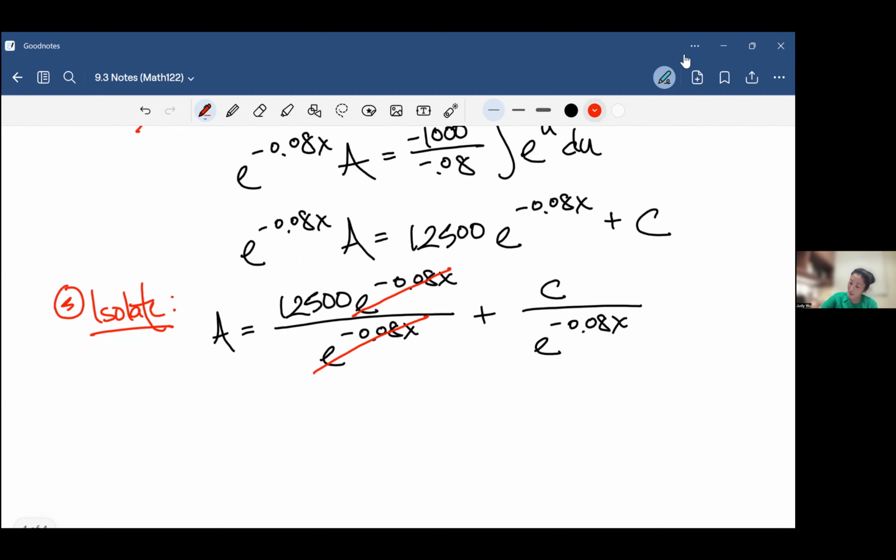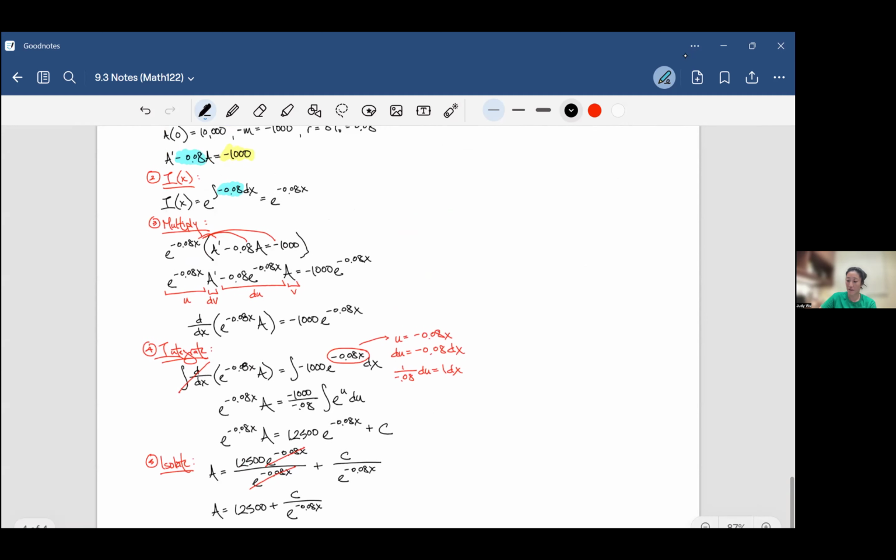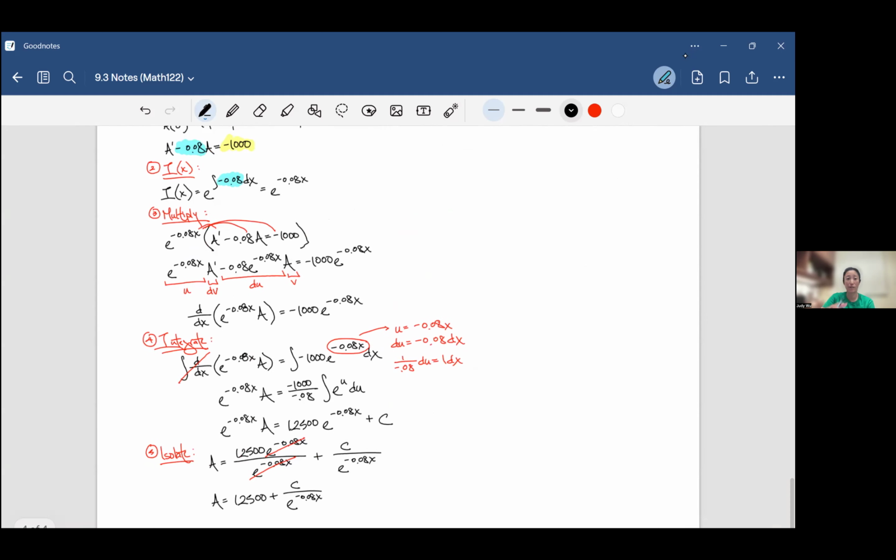All right, always look to simplify because check out what I can reduce. That's really nice. So I get A equals 12,500 plus C over e to the negative 0.08x. All right, now this would be our answer if we were looking for a general solution.